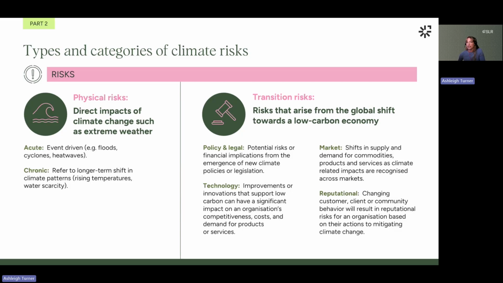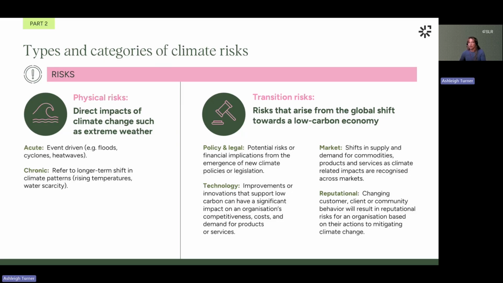And then transition risks arise from the global shift towards a low carbon economy. There are 4 main categories here. We've got the policy and legal risks, for example, new regulations, carbon pricing, litigation; market risks, which are those shifts in supply and demand; and technology risks, so new low carbon technologies that might emerge and affect your competitiveness. And then the last one is reputational risks, those changing expectations from customers, investors, communities, and other stakeholders about what climate action looks like and the action that you're undertaking.